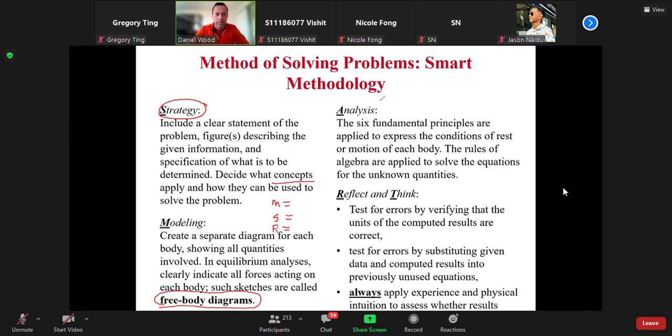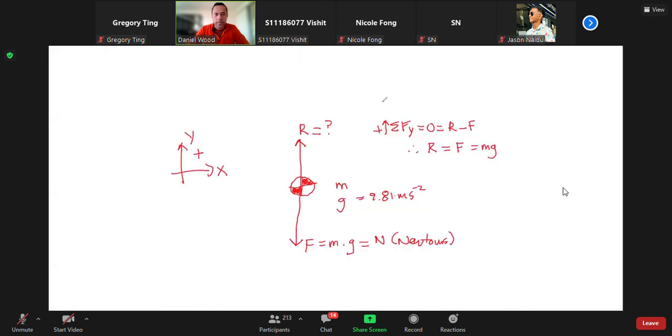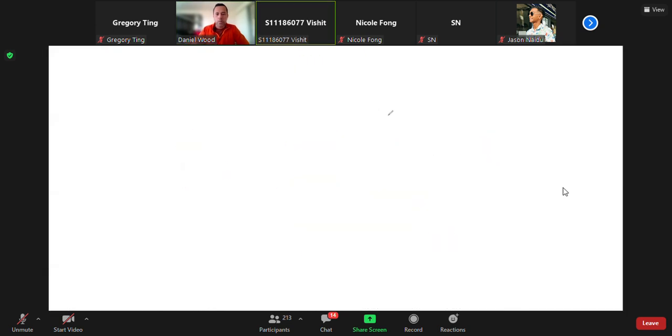Let me just go over to the whiteboard. I've still got it here. What does my free body diagram look like? I did have something that I wanted to show afterwards, but anyway, let's just go with a free body diagram. It has these features. It has an axis system.